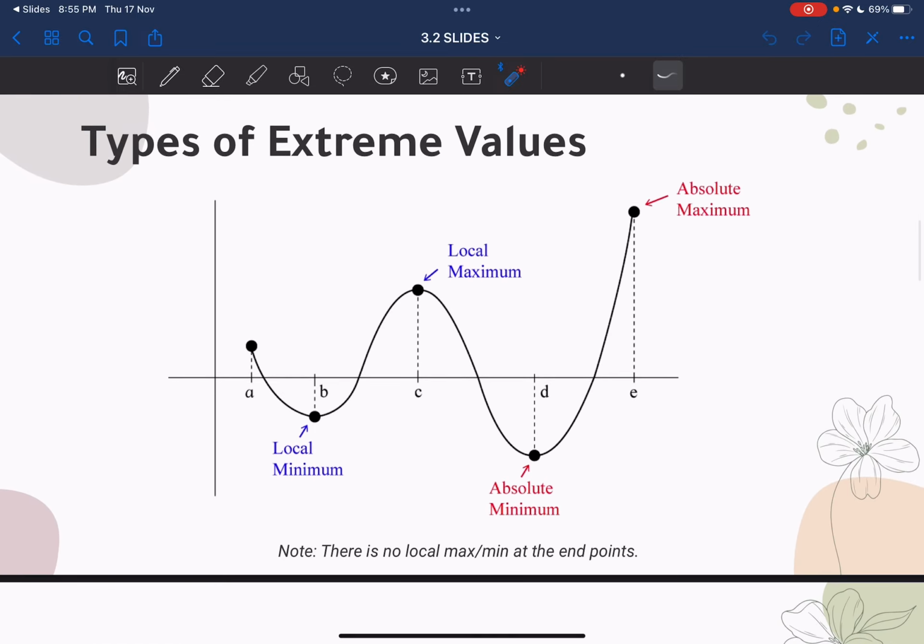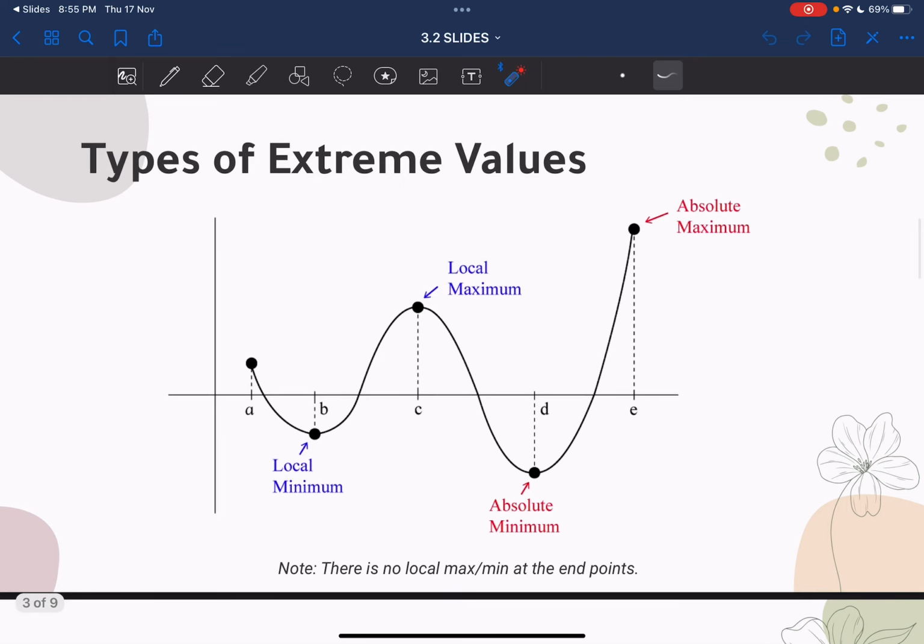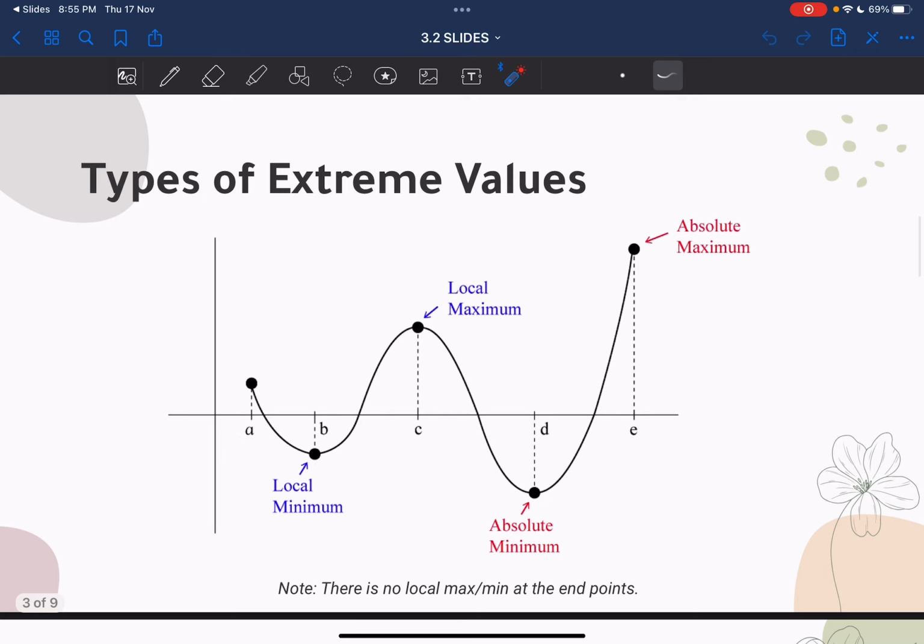Some types of extreme values that you will encounter are the local minimum, local maximum, absolute minimum, and the absolute maximum. So what do they mean? The local maximum is not the highest peak, but within an interval, it is still the highest. And the local minimum is the same except it applies to the lowest one. It's not the lowest of the minimum, but within the interval, it is still the lowest.